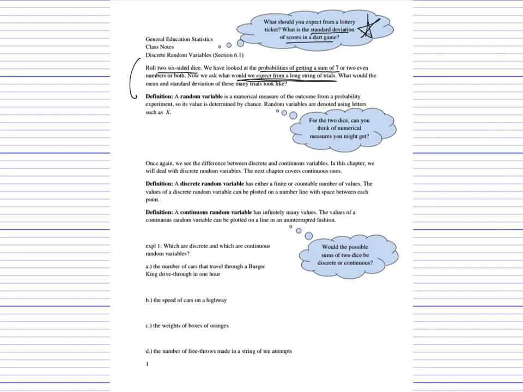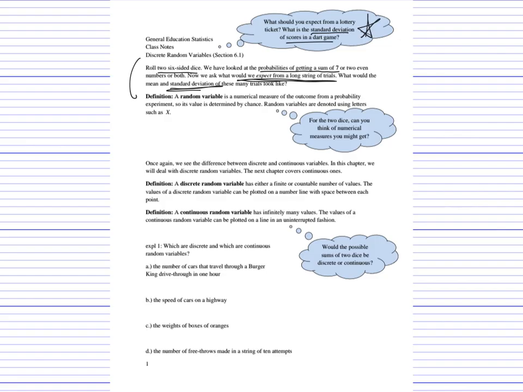Let's say I rolled those two dice 100 or even 1,000 times. What would I expect, say, the average sum to be? That's the kind of thing we're asking ourselves. What's the standard deviation of all those trials? How spread out are those numbers that I would be getting out?